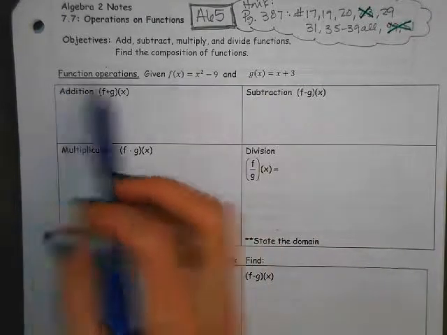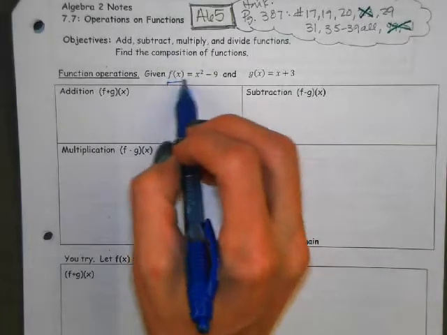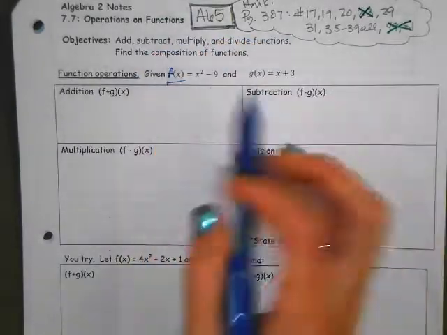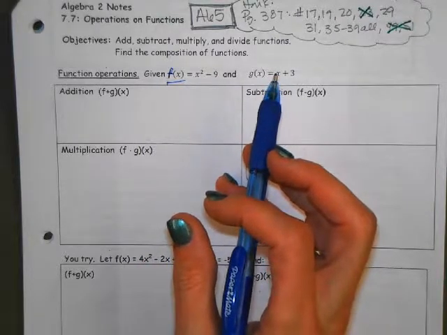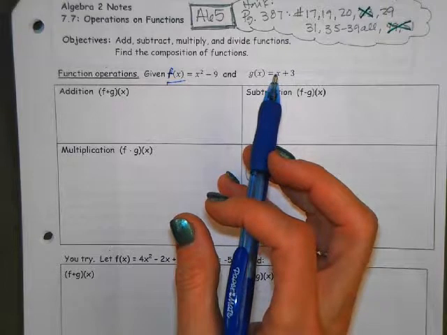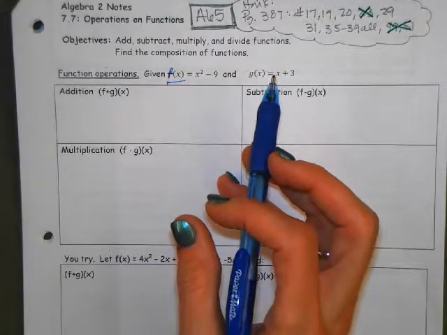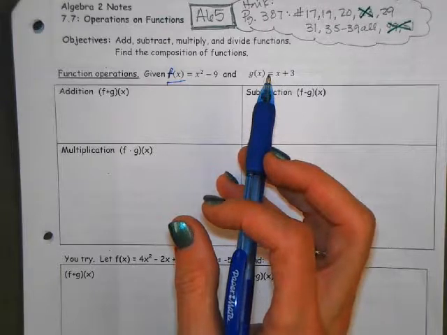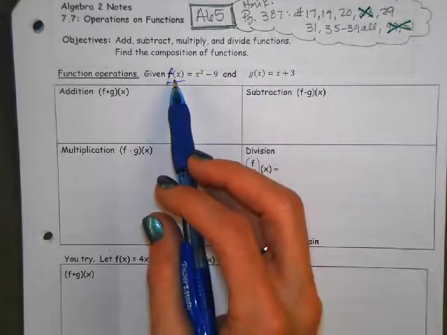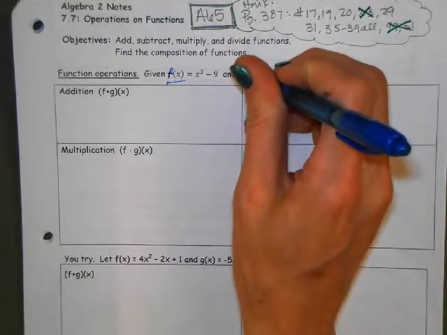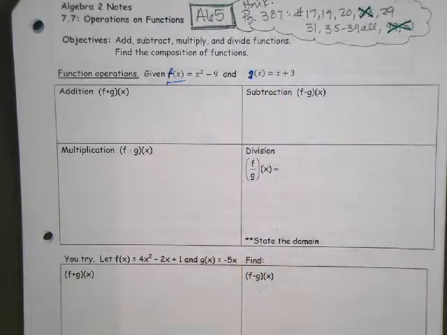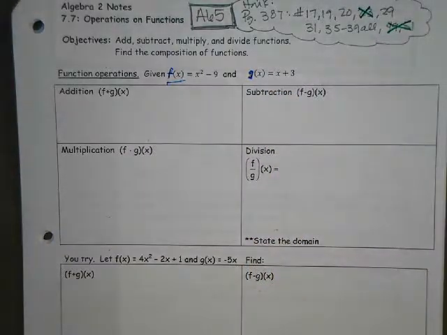So, an example is, we have f of x, so our f function, which equals x squared minus 9. That represents some mathematical situation. It could have something to do with profits, sales, quantities, whatever. And then there's another function called g of x, and it represents something else, okay? And these have something in common, and so you can work with them to create solutions.